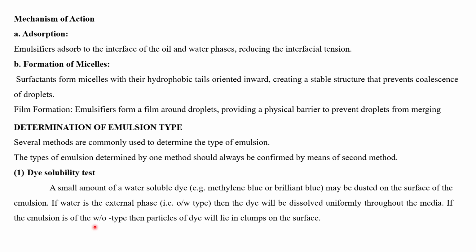If it is a W/O type of emulsion, the water particles will be observed as clumps or agglomerates. If water is the continuous phase, it will be in the form of a solution. If water is in a dispersed phase, the emulsion will be in the form of droplets or agglomerates.